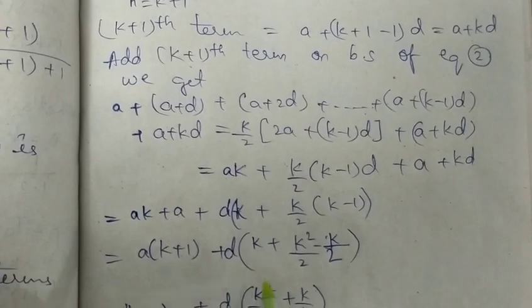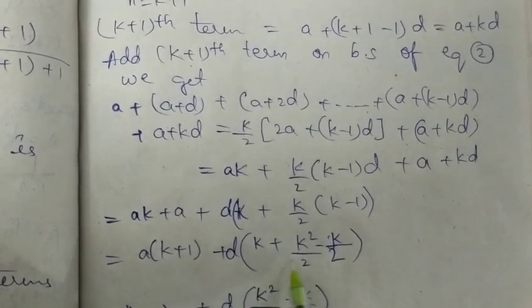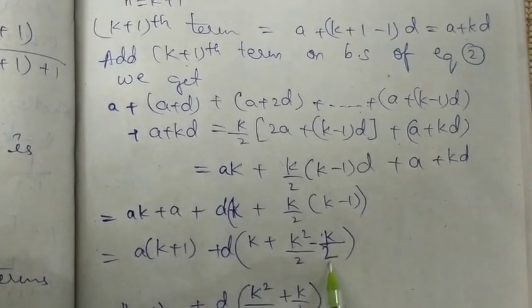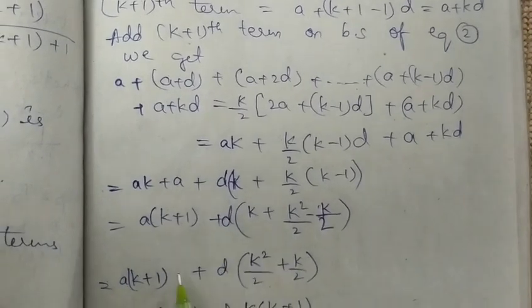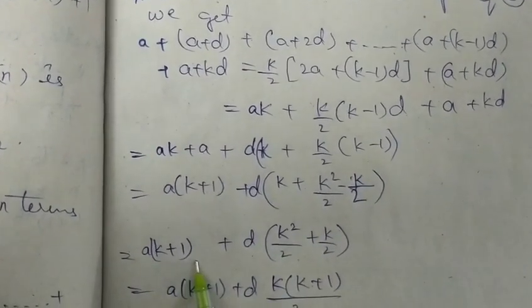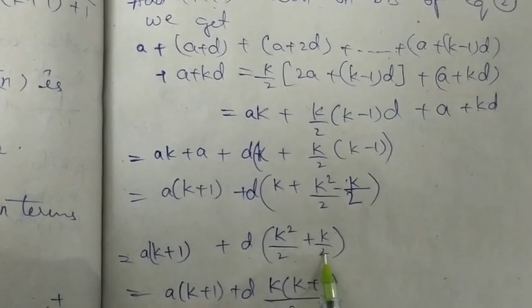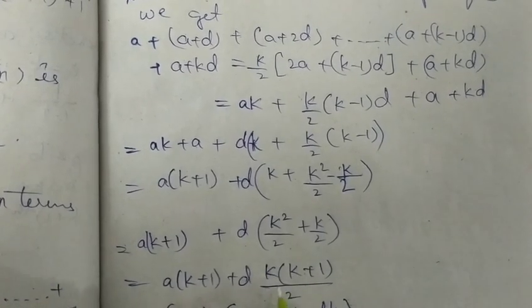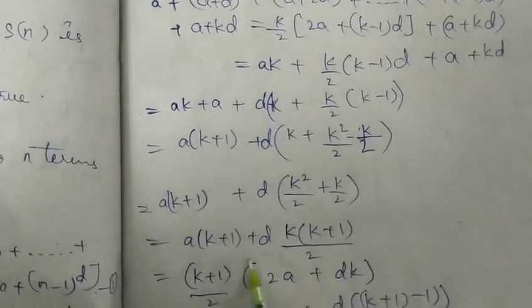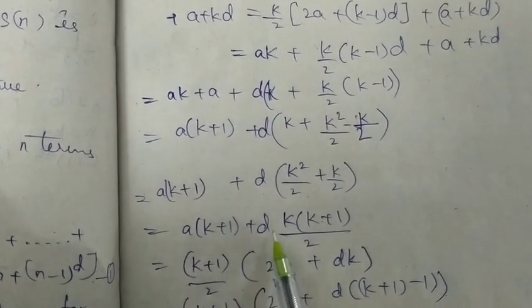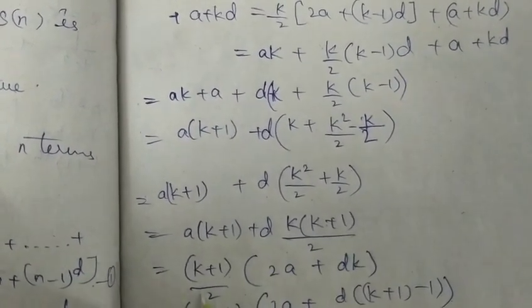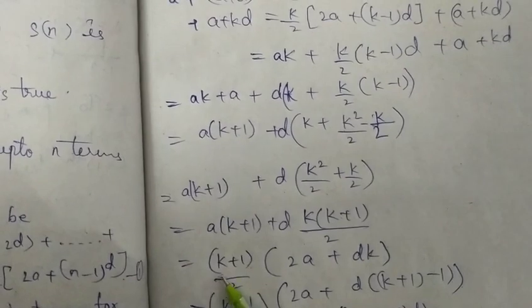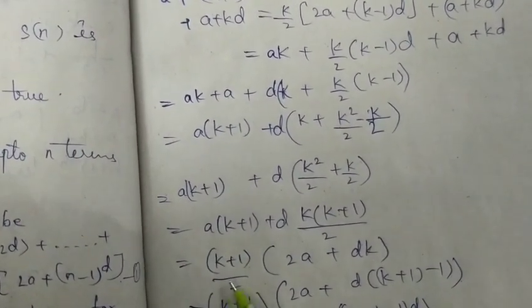So this is settled. Now let's simplify this, that is d into k plus k square by 2 minus k by 2. So k minus k by 2 is equal to plus k by 2, we get it as a into k plus 1 plus d into k square by 2 plus k by 2, which is equal to a into k plus 1 plus d into k divided by 2 into k plus 1, which is equal to, now we have to take k plus 1 by 2 as common because we want the term to be as n by 2, right? On the RHS part, we want the term to be as n by 2.